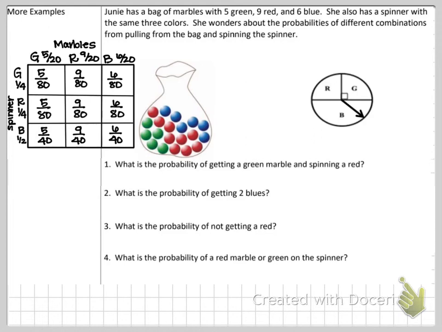So double check your model against mine, whether it be area or tree. You should have the same probabilities down through the branches if you did a tree diagram, and then see if you can answer these questions.